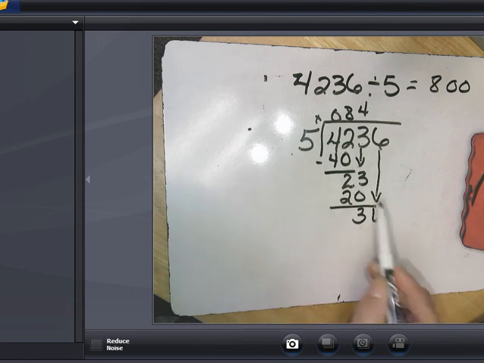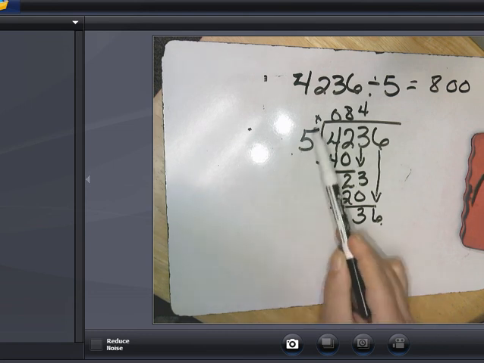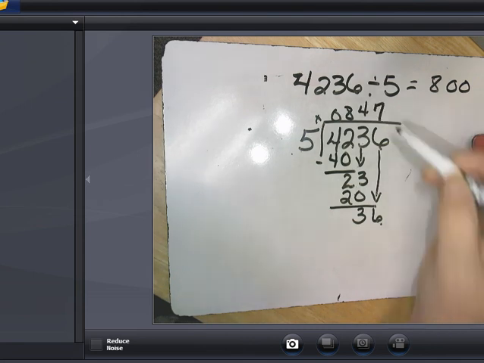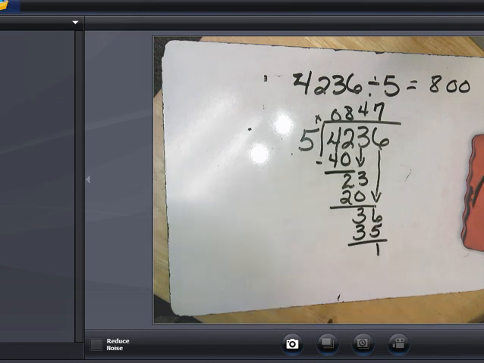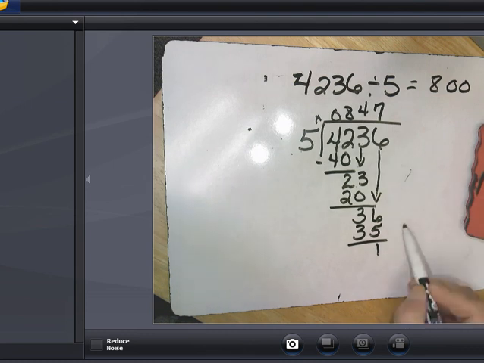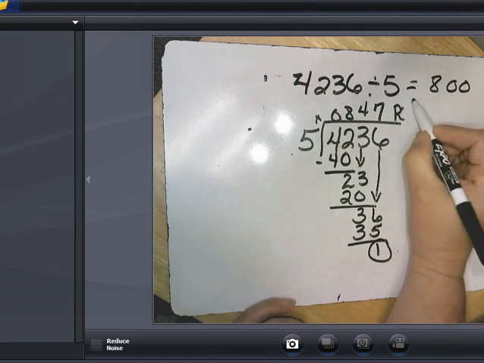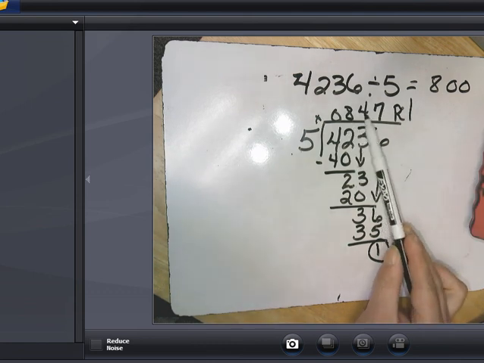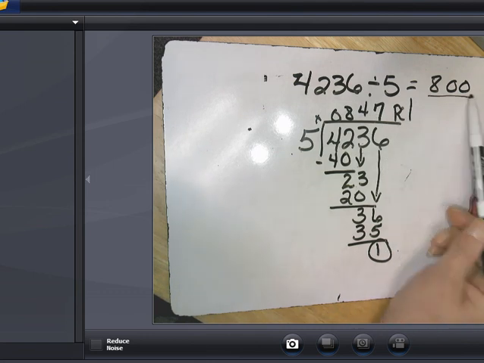36 divided by 5, or I like to think the inverse. 5 times what will get me close to 36? 5 times 7 is 35. Subtract. Now, do I have any more numbers to carry down? No, I don't. So that means this becomes a remainder. I have a remainder of 1. So my quotient is 847 with a remainder of 1. Is that close to 800? Yes, it is. I did a very good estimate.